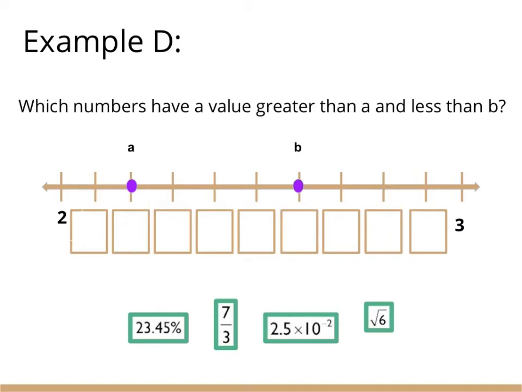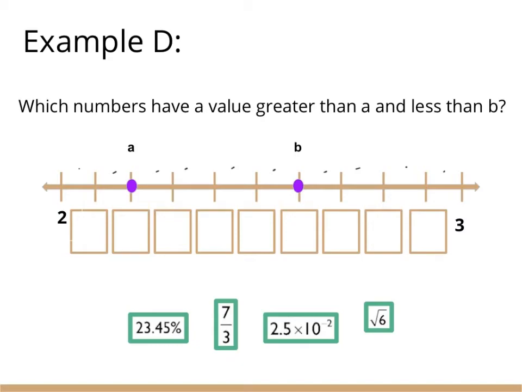So I'm going to start by counting on my number line. Now, I'm not going to count between A and B because those aren't the beginning and end of my number line, and it won't be super valuable. I'm going to count between 2 and 3 on my number line. So I've got 1, 2, 3, 4, 5, 6, 7, 8, 9, 10. So I've got 10 spaces, so I know my number line is broken into tenths.